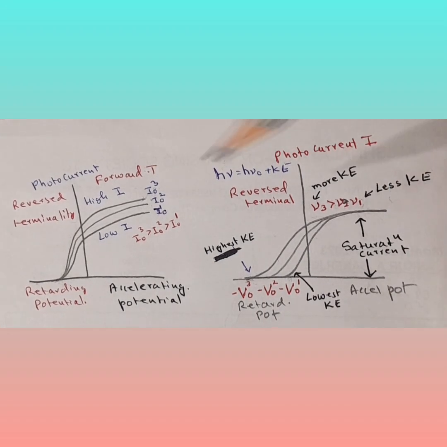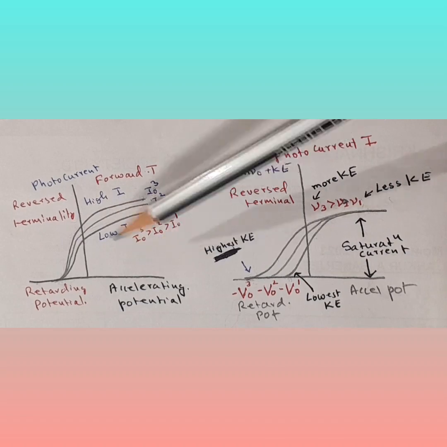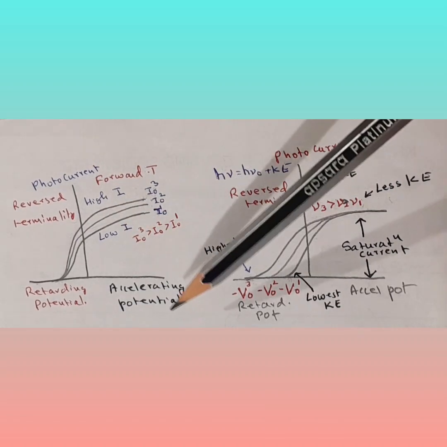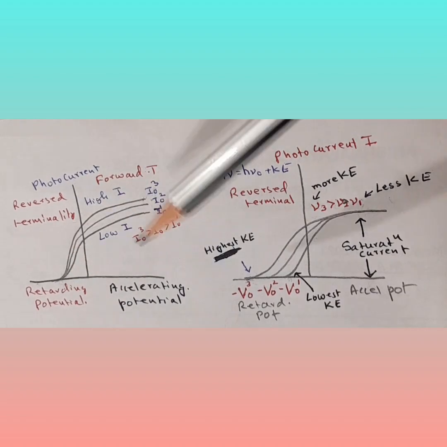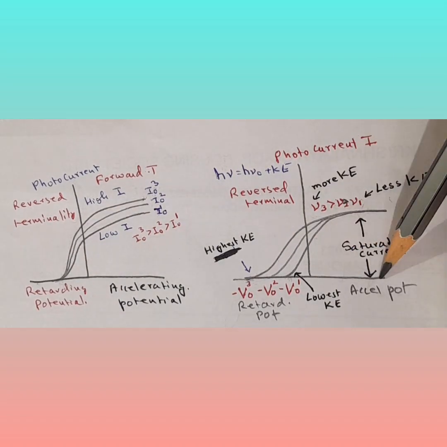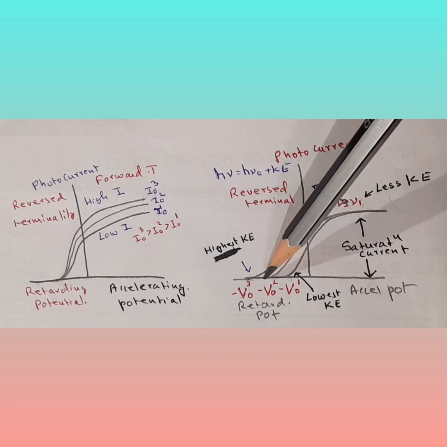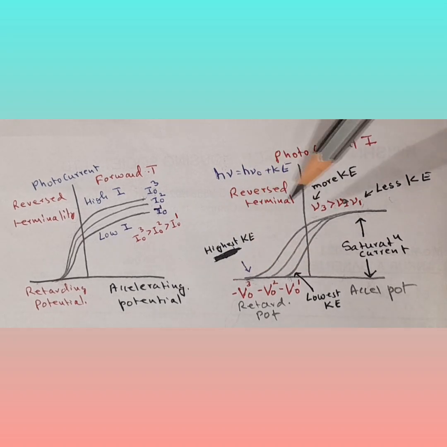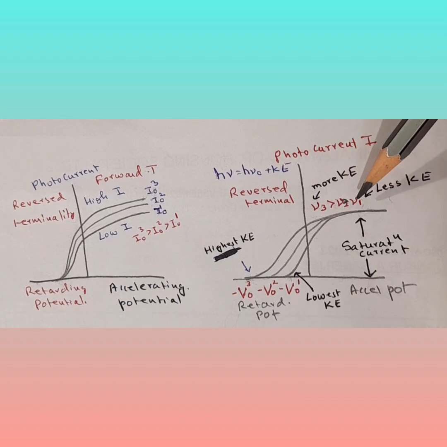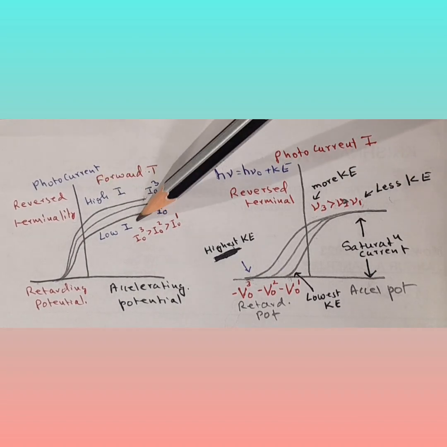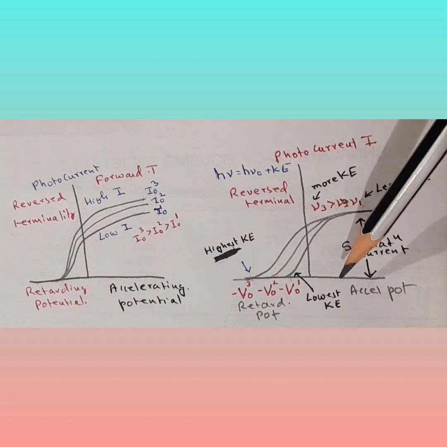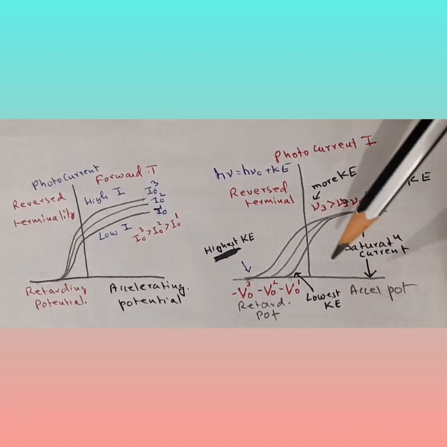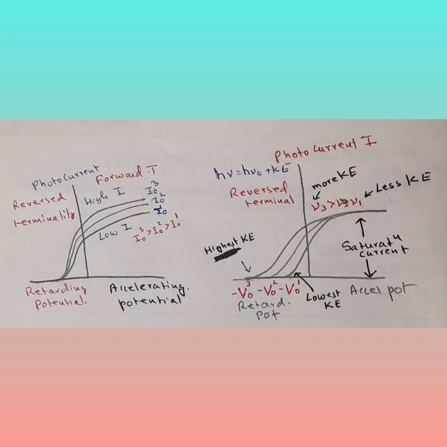Both the graphs have the same x and y axes. This is accelerating potential here, retarding potential over here. Similarly here also, this is accelerating potential and this is retarding potential. So this is reverse terminal and this is normal terminal. Here also it is normal terminal and this is reverse terminal. So that's what you have got to keep in mind whenever you are observing these two graphs.